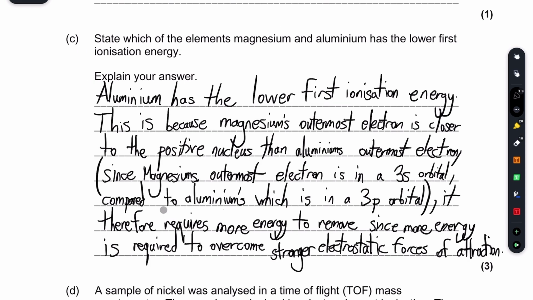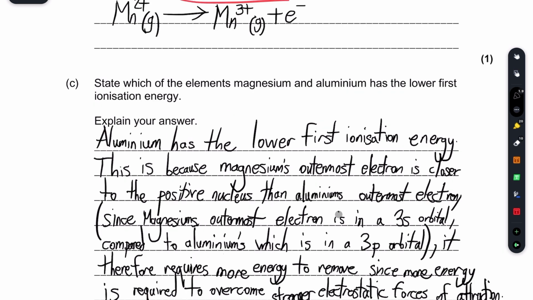So here's the final answer. Aluminium has the lower first ionization energy. This is because magnesium's outermost electron is closer to the positive nucleus than aluminium's outermost electron, since magnesium's outermost electron is in a 3s orbital compared to aluminium's, which is in a 3p orbital, and it therefore requires more energy to remove, since more energy is required to overcome stronger electrostatic forces of attraction. You can also use the term higher in energy when comparing aluminium's outermost electron to magnesium's outermost electron.